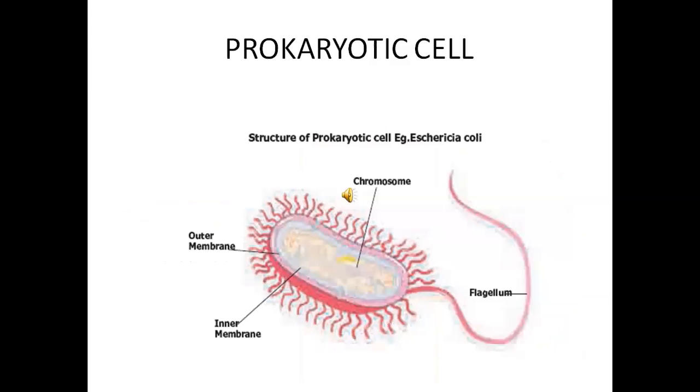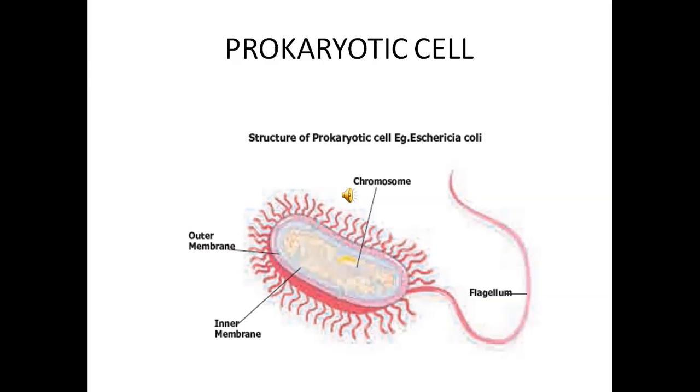First, we will see the prokaryotic cell. Unicellular organisms like bacteria have prokaryotic cells. It has no true nucleus. This type of nucleus is called a nucleoid. No nuclear membrane is around this nucleoid. These cells were the first form of life on Earth.